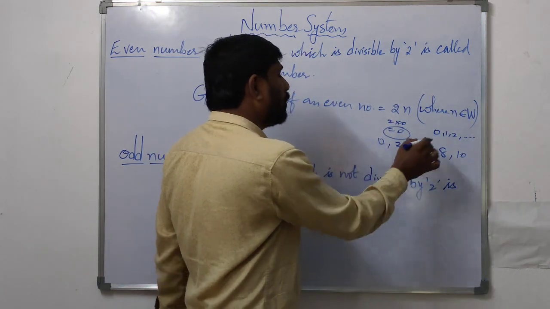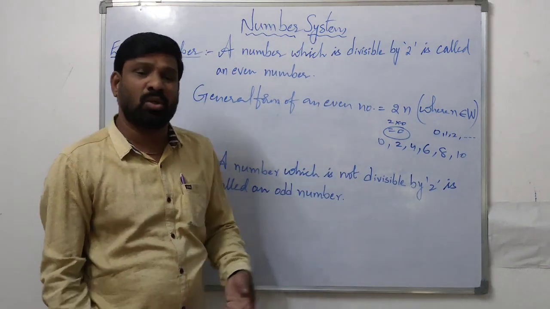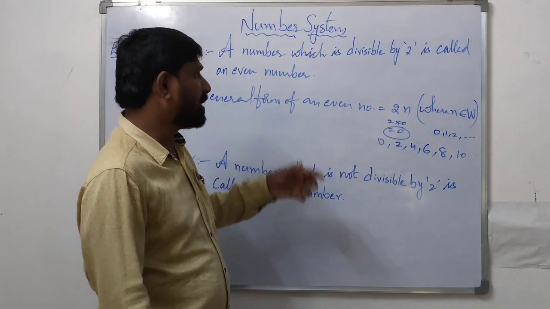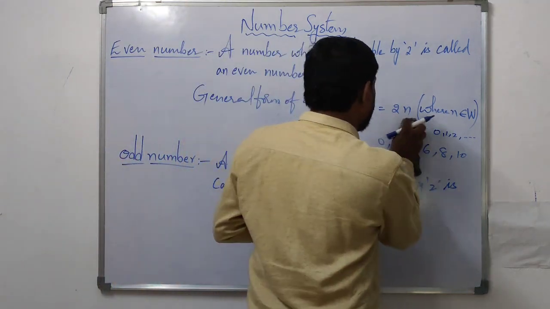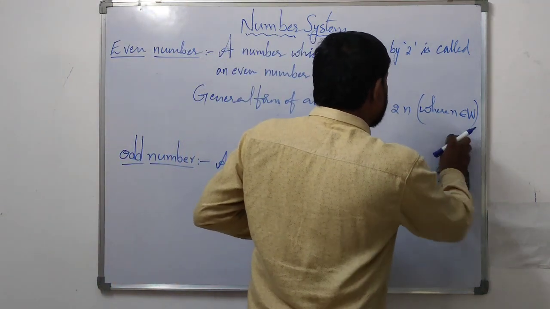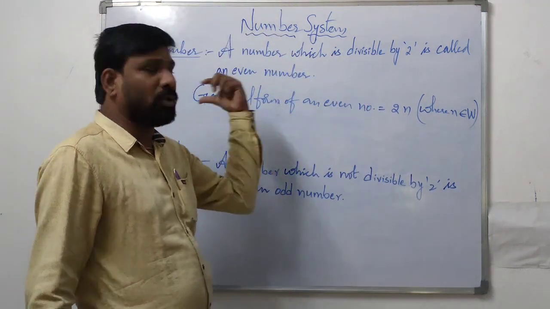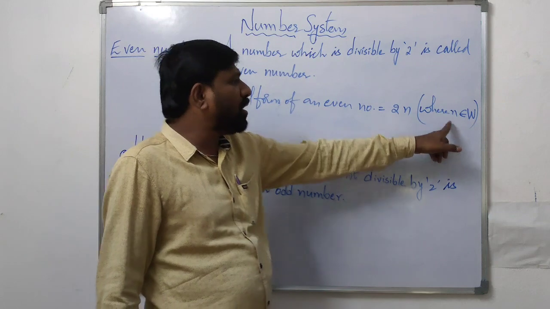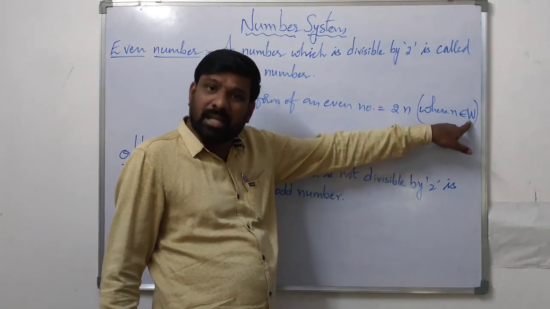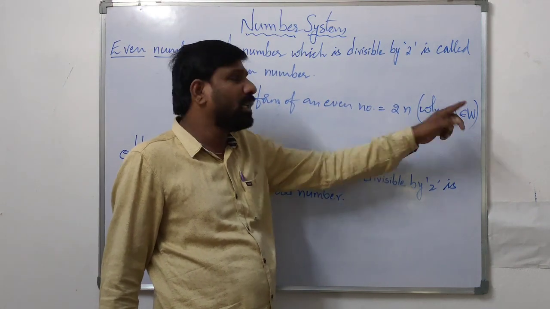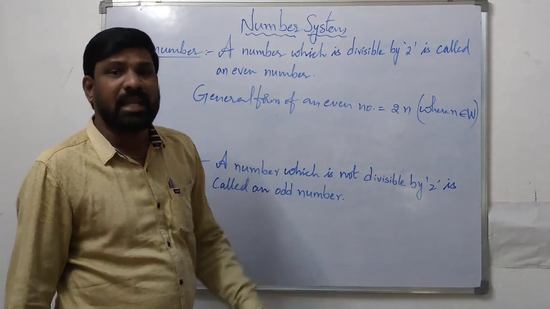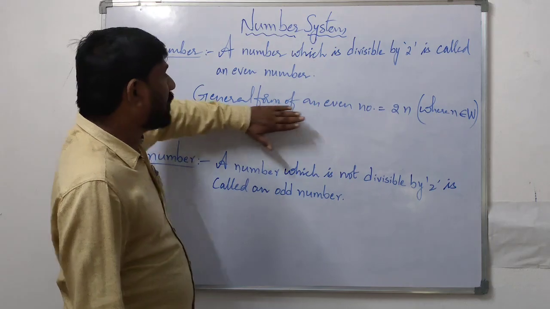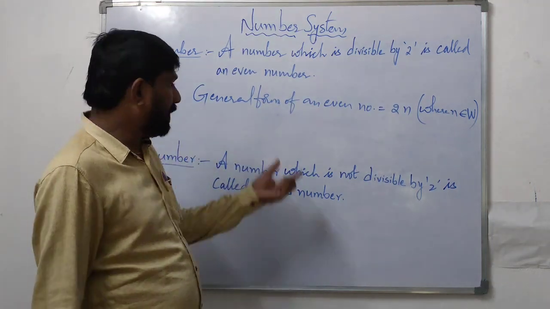Means 0, 2, 4, 6, 8, 10, 12, 14, like that. These all numbers are called even numbers. So the general form is this one. Please remember this. With respect to negative integers also, they become even numbers. But then you have to take n as Z, integers. If n is an integer, then you will get negative even numbers and positive even numbers like that. Okay, so this is the general form of an even number.